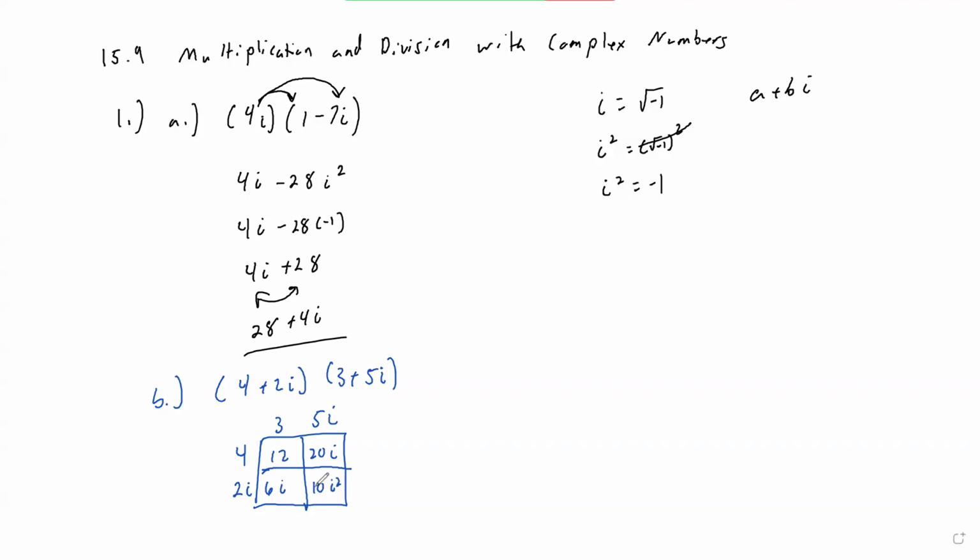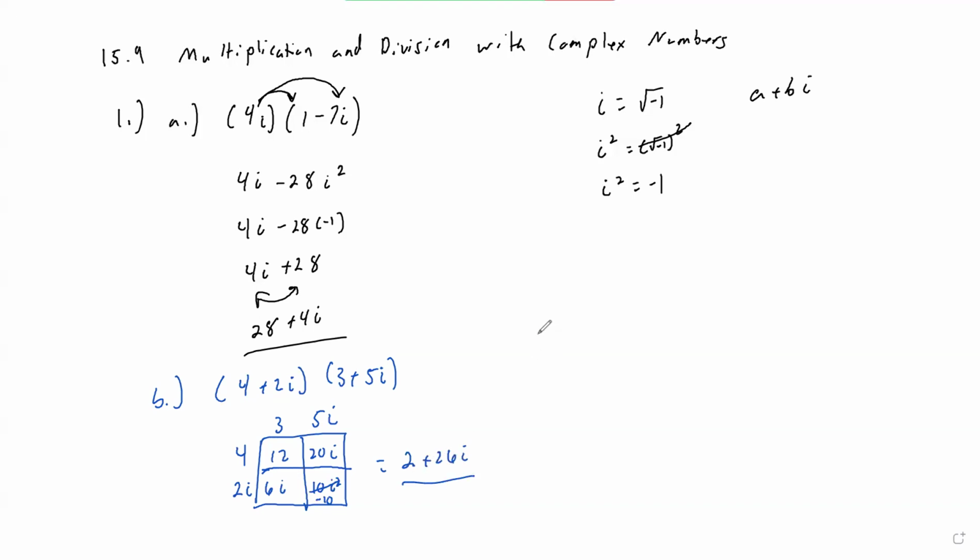But the i squared makes a negative. So basically what it does, it changes the sign of it. So if this would have been negative, it would become positive. And since it's positive, it is now negative. So when I combine like terms, real numbers first, 12 plus negative 10 gives me 2. And 20i plus 6i gives me 26i.